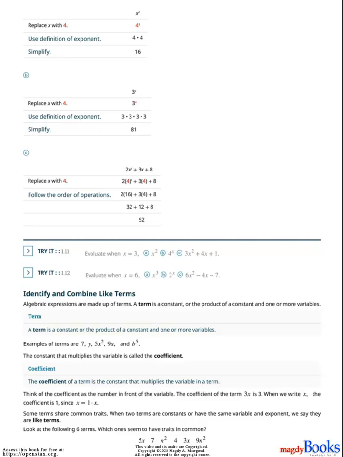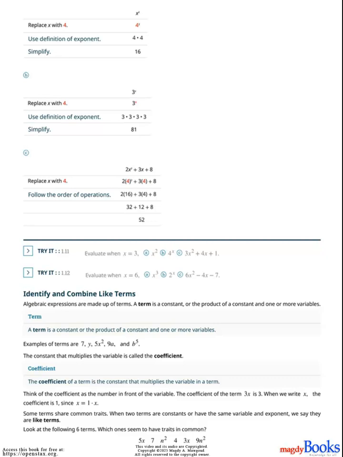The constant that multiplies the variable is called the coefficient. The coefficient of a term is the constant that multiplies the variable in a term. Think of the coefficient as the number in front of the variable. The coefficient of the term 3x is 3. When we write x, the coefficient is 1, since x equals 1 dot x.